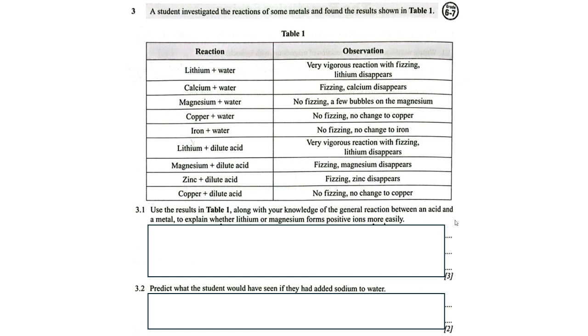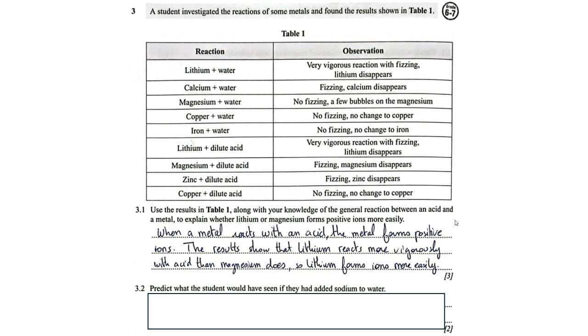Lithium or magnesium, which forms positive ions more easily? So if you look at lithium and water, you have a very vigorous reaction, whereas magnesium has a few bubbles, so it reacts very slowly. Therefore, lithium is more reactive, and it's going to lose electrons quicker or more easily than magnesium.